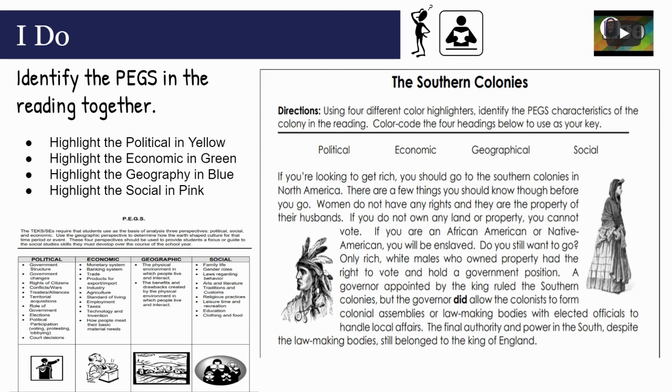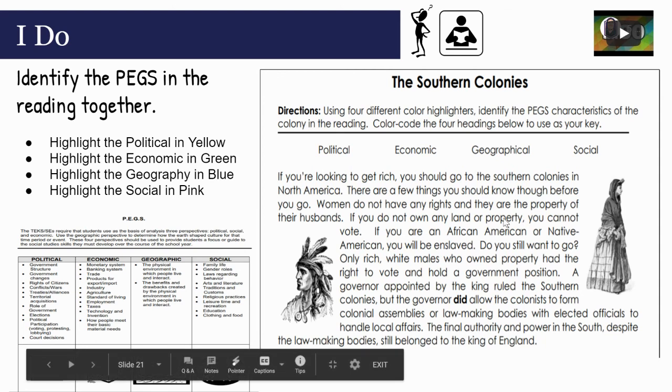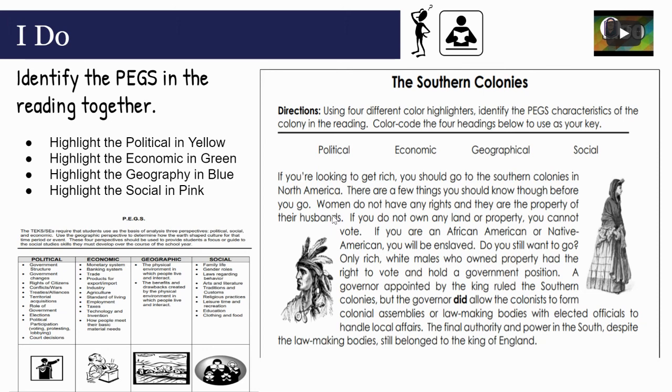So let's stop right there and let's talk about some things. So, first of all, we're going to identify as many pegs in this paragraph as we can. It's okay if you do not find all of them, just find the ones that we can. So, if I'm looking here, it says that women do not have any rights and they are the property of their husbands. So, is that political, economical, geographical, or social? So, because they're talking about our rights, some people would be compelled to say that it's political, but our rights actually give us social standing. Okay. So we would highlight this as a social attribute.